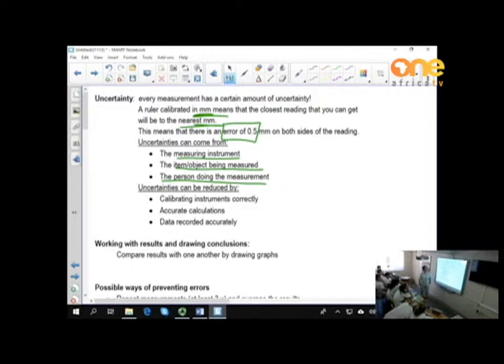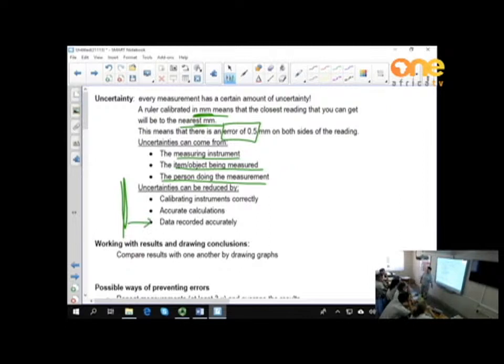Okay. Uncertainties can be reduced by calibrating instruments correctly. Now, normally, when we buy a ruler, we don't worry much about the accuracy of the ruler because we usually use it to draw straight lines. But if I need to measure the diameter of a pipe, I'm going to buy a caliper or micrometer, which has a higher level of accuracy. Okay, so you need to choose the correct instrument as well. And then your data must be recorded accurately.